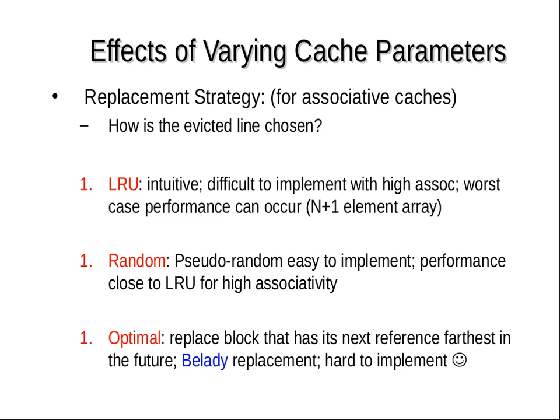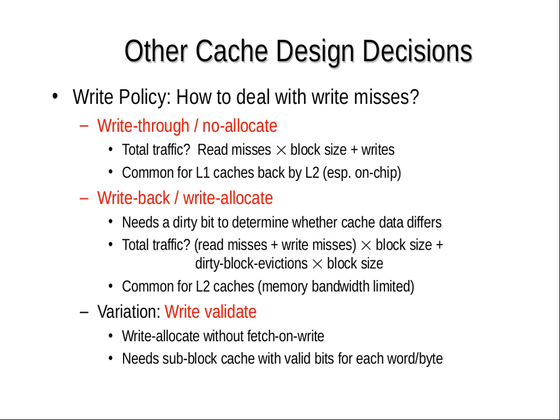Optimal: replace the block that has its next reference furthest in the future. All right, how are we going to do that? Time machine. We'll all have little DeLoreans running around. It's just not practical. Hard to implement, aka it's not going to happen. It'd be great to be able to predict the future. Of course, we do that somewhat with branch prediction, but this is going to be even harder to predict.